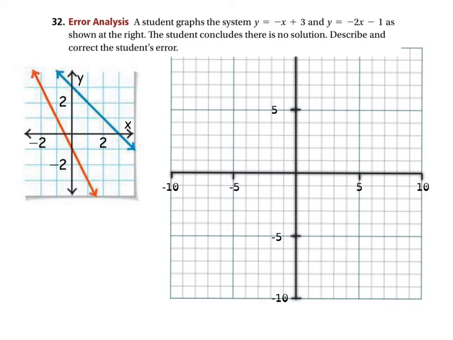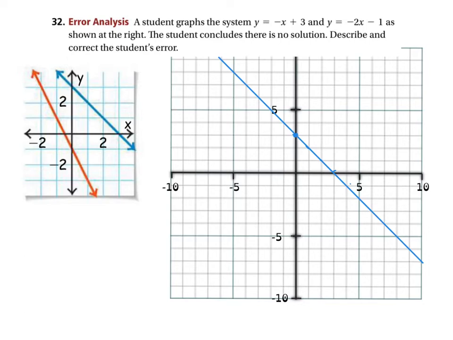So what I'm going to do is plot that blue line. We've got a point at 3, and they have negative x plus 3, so it looks like that. And we will make that line with our line tool and extend it. Just give me a second for that. Yep. And then we're going to do the same thing for red.